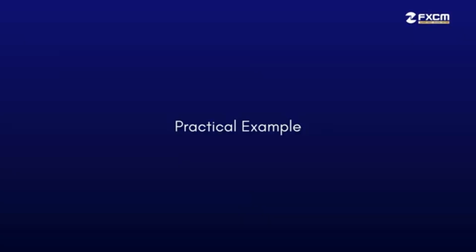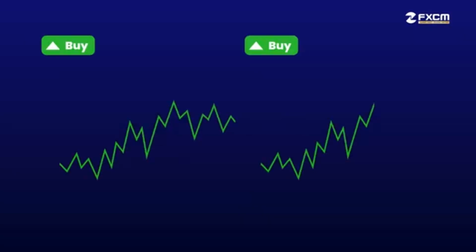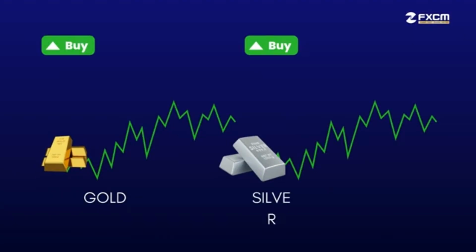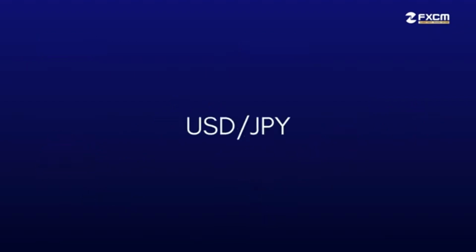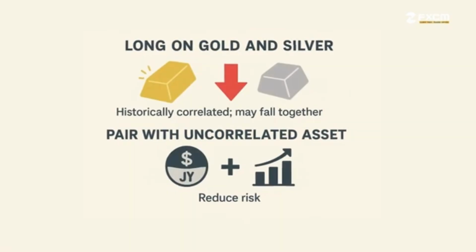4. Practical example. Imagine you're long on gold and also long on silver. Historically, these two assets are strongly correlated. If the metals market turns bearish, both trades could lose at the same time. Instead, you could reduce risk by pairing gold with an uncorrelated asset such as USD/JPY or even stock indices.